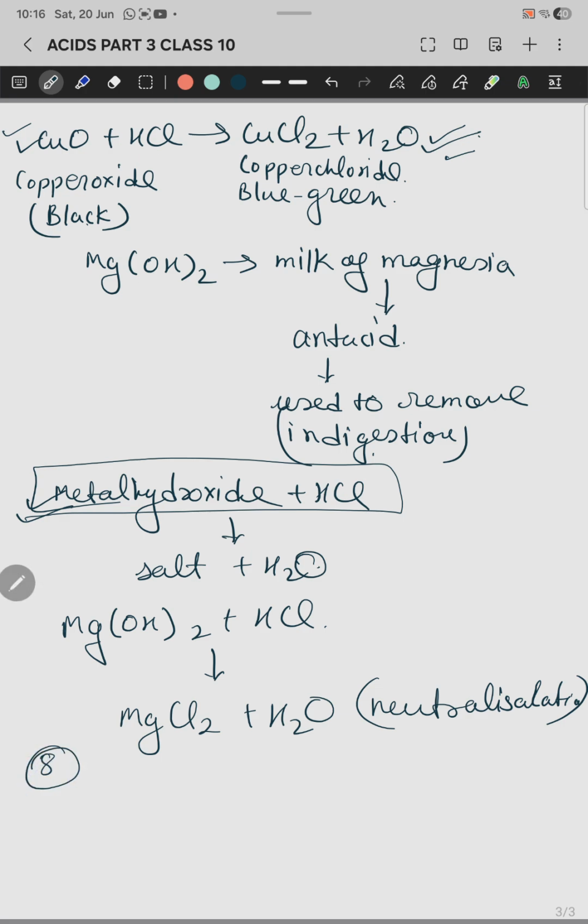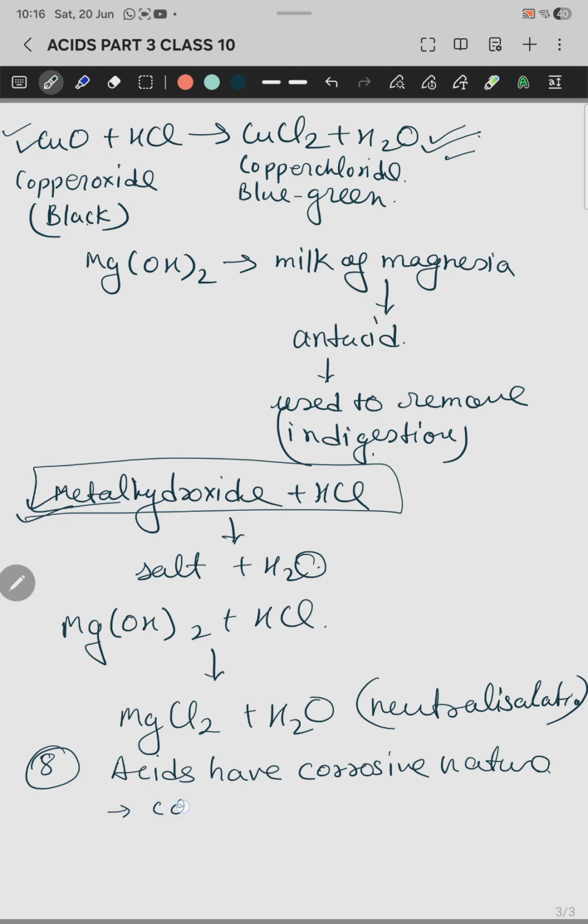The last one, the eighth property, is that acids have corrosive nature. What is the meaning of corrosive nature? It means it causes burns on the skin and attacks the body, and eats up materials like clothes, wood, metal structures, any type of substance. So you can say they are very corrosive. They are said to be very corrosive. Suppose I am giving you one example.